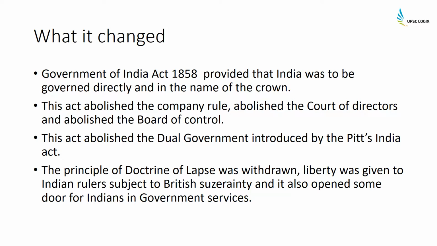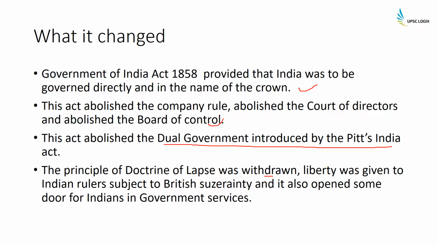So what did it change? Number 1, the Government of India Act 1858 provided that India was to be governed directly and in the name of the Crown. Number 2, the Act abolished the company rule, abolished the Court of Directors and the Board of Control. Number 3, the Act abolished the dual government introduced by Pitt's India Act. Number 4, the doctrine of lapse was withdrawn.